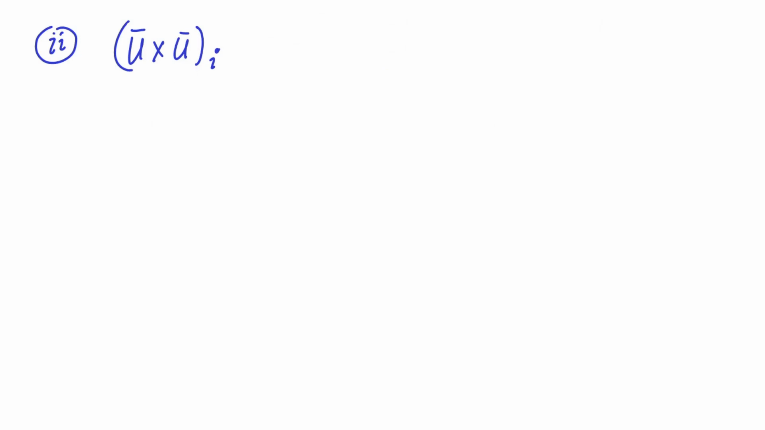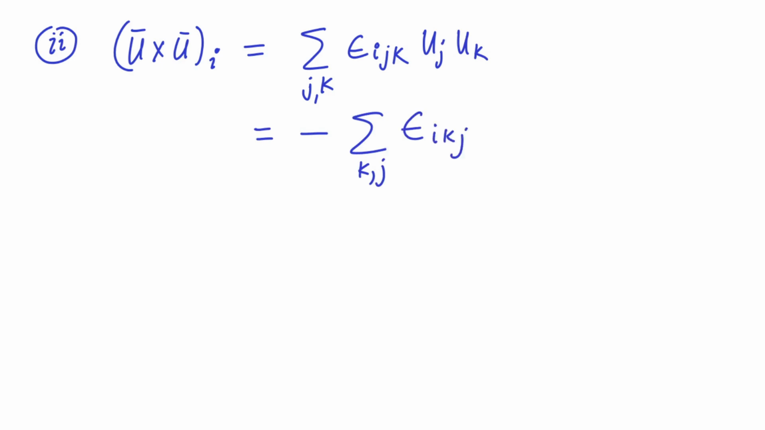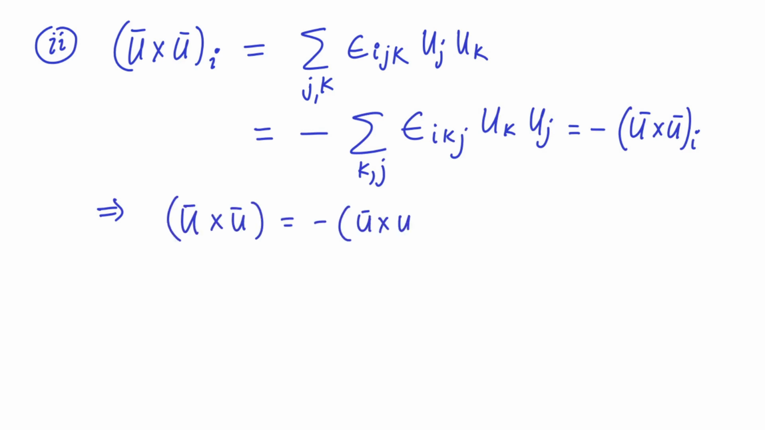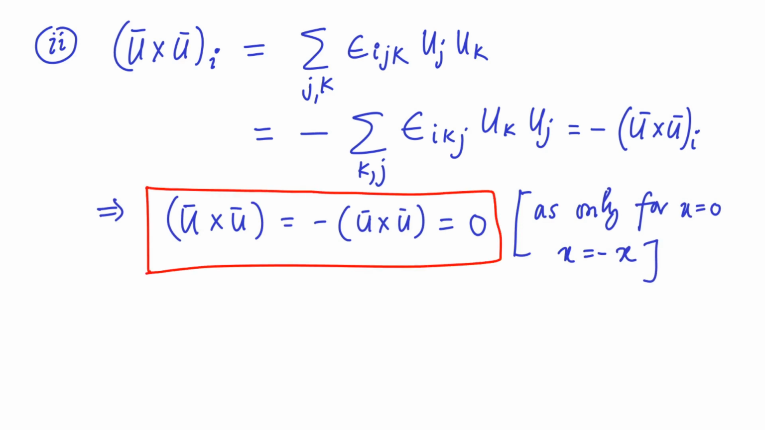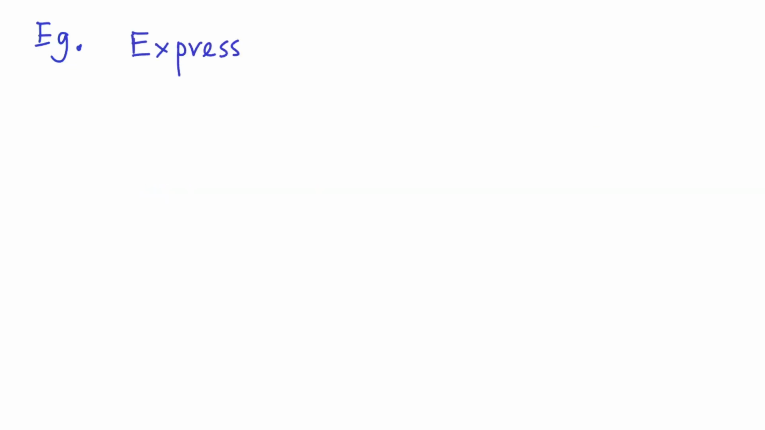The second property: if we multiply the vector u by itself, then as you can see, it can be written as u cross u ith component with a negative sign. So that means u cross u is the same as minus u cross u, which implies that this cross product must be 0.